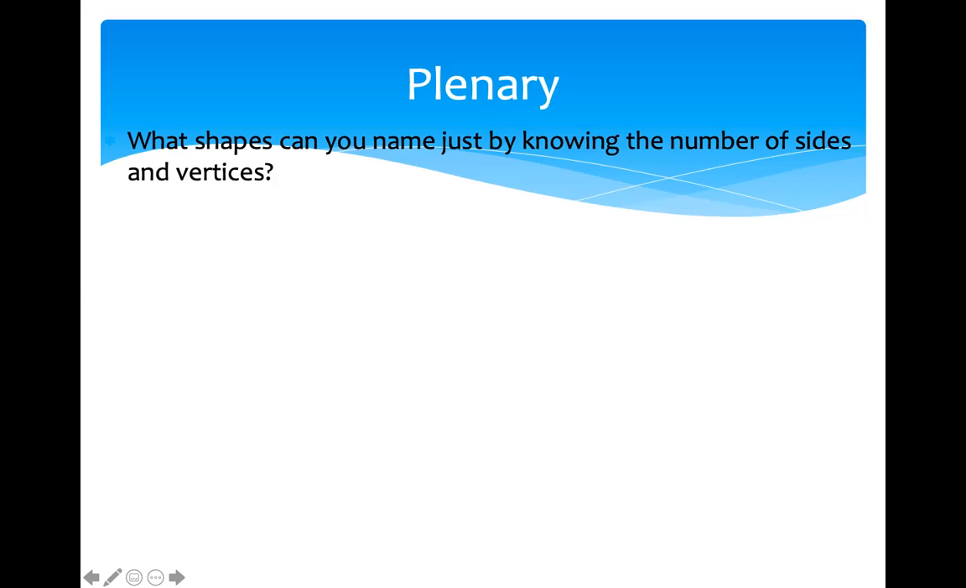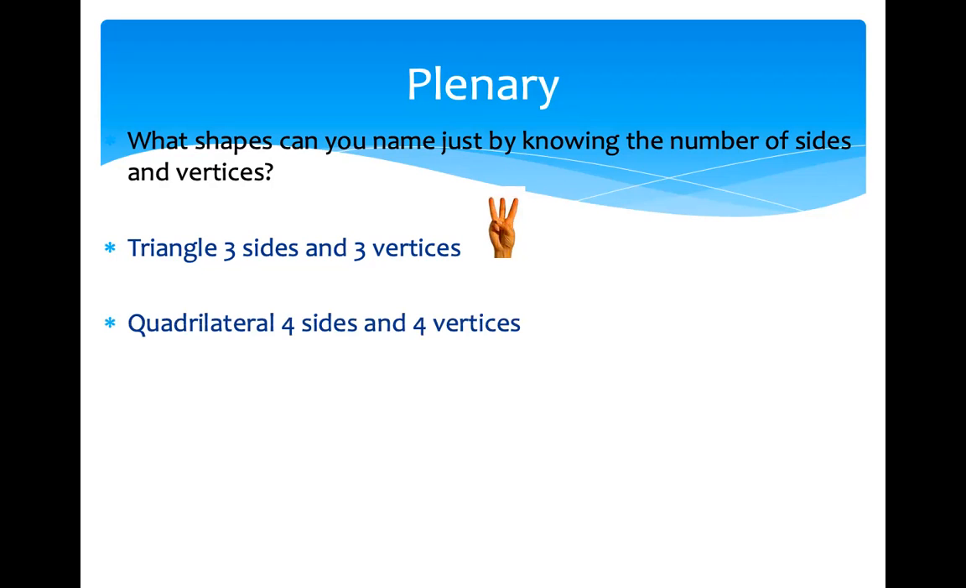Very good. Now let's see how much we remember. What shapes can you name just by knowing the number of sides and vertices? Have a look. A triangle has 3 sides and 3 vertices. Okay, so please remember, have your fingers in front of you and hold 3 fingers in the air and say, triangle has 3 sides and 3 vertices. Very good. Now hold 4 fingers in the air. Bravo. Now 4 sides and 4 vertices makes a quadrilateral.